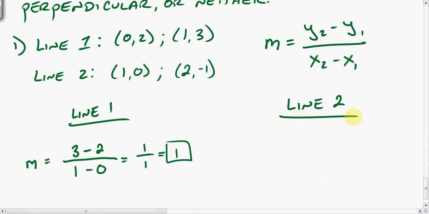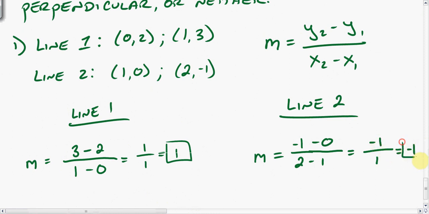Let's do the same thing for line 2. So we'll find m, our slope. We'll start with -1 over, -1 minus 0 over 2 minus 1. -1 minus 0 is -1. 2 minus 1 is +1. So we can see -1 divided by 1 is -1.